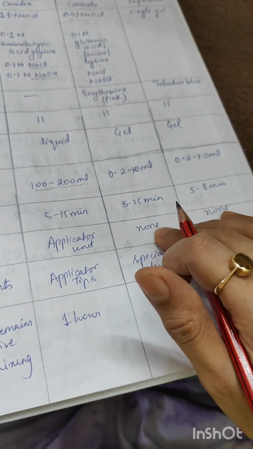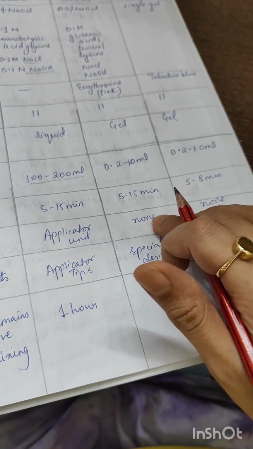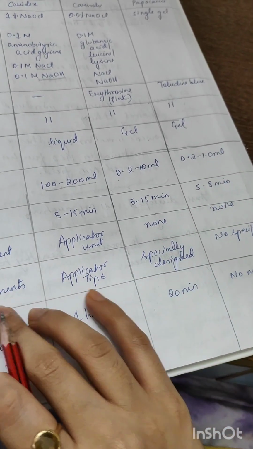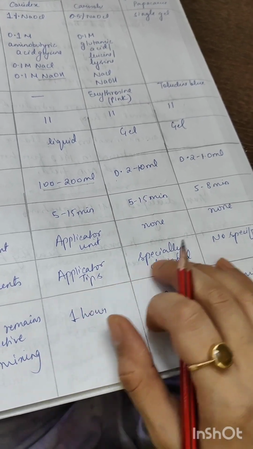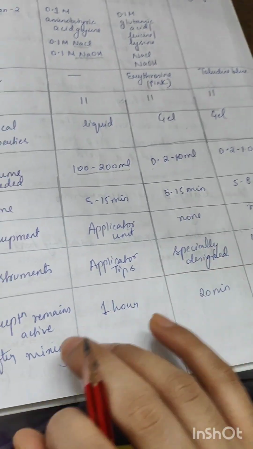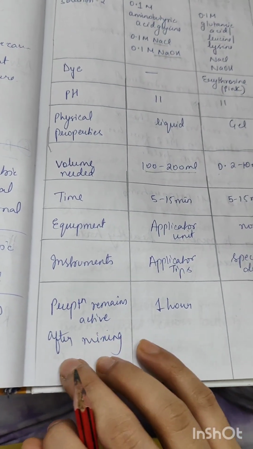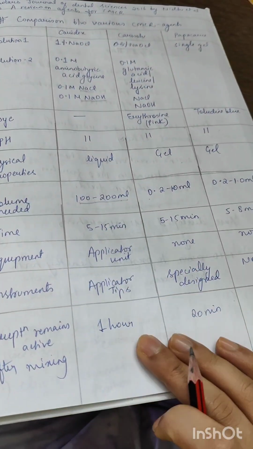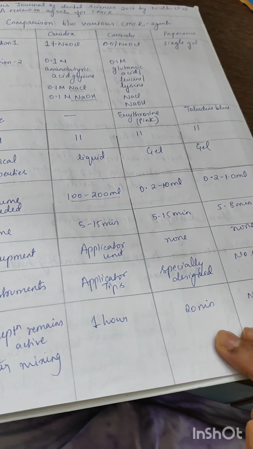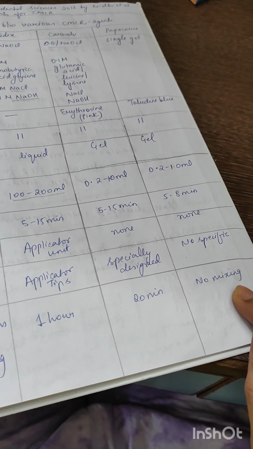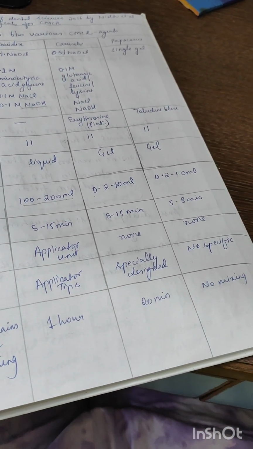Then equipment: for Caridex, an applicator unit. For Carisolv, no specialized equipment, and none for Papacárie. Instruments used are applicator tips specifically designed, and nothing specific for the others. Now, preparation remaining active after mixing: Caridex for 1 hour, Carisolv for 20 minutes, and Papacárie does not require any mixing.